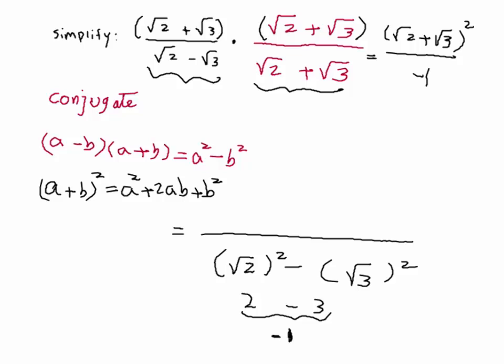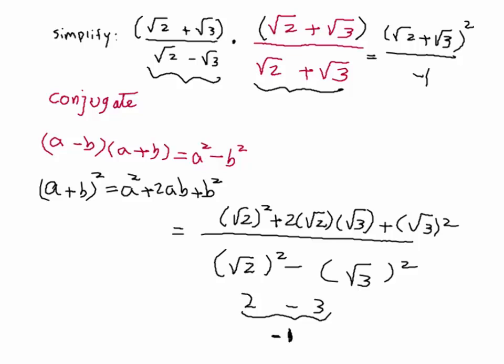So in this case, my first term is radical 2. So I would have radical 2 squared plus 2 times the first term, which would be radical 2, times the second term, which would be radical 3, plus the second term squared, which is radical 3 squared. So you can use the formula here or multiply term by term.